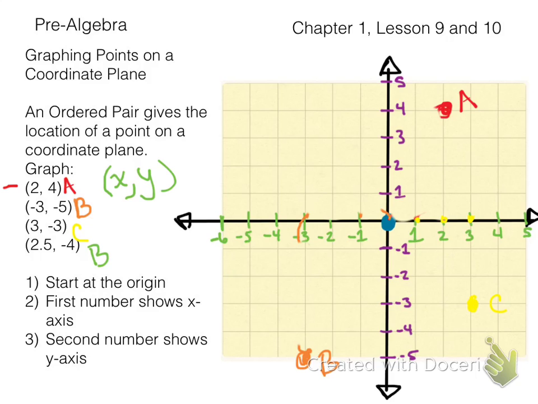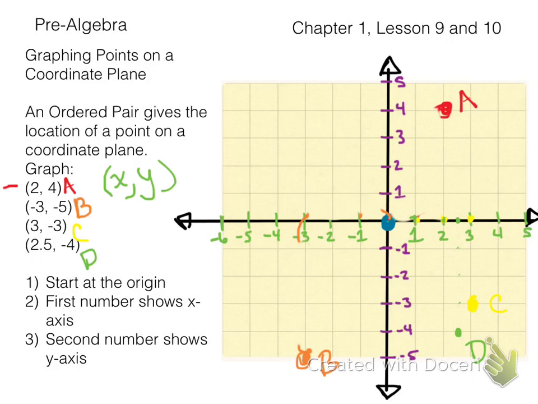Alright, we've already done letter B. Letter D is a little confusing because it has a decimal. We're still going to start at the origin, but we're going to go to 1, 2, and then a half. That's going to throw things off a little. So there's the half. Then, because the y is negative, we're going to go down 4. 1, 2, 3, 4. So that's the point D.